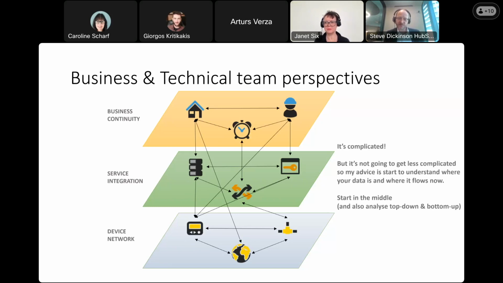My only advice with this sort of view, which I've taken ever since, is I do tend to start in the middle. Have a look at an inventory of the data, the schemas, the applications, the integrations work, but also do a top-down and a bottom-up analysis, because things are joined together.